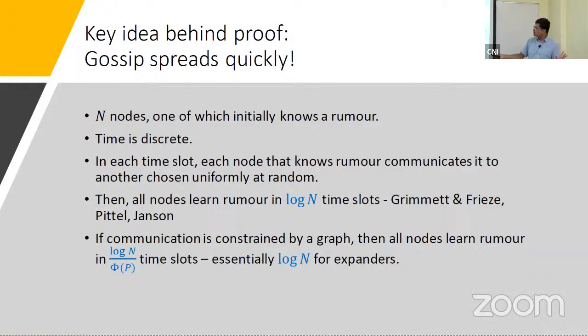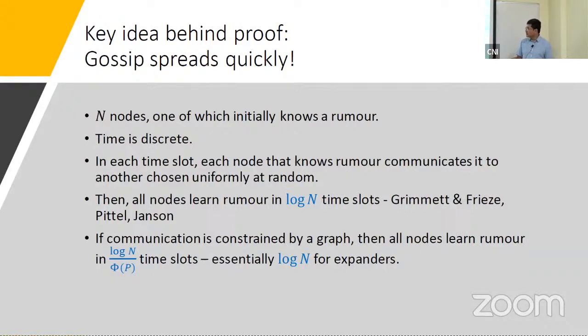And it relies basically on gossip spreading, which quickly helps the constant term a bit. So the idea is you have n nodes, one of which, okay, so forget about this bandit problem. Let's just talk about gossip. And the gossip problem is the following. You have n nodes, one of which knows the rumor.